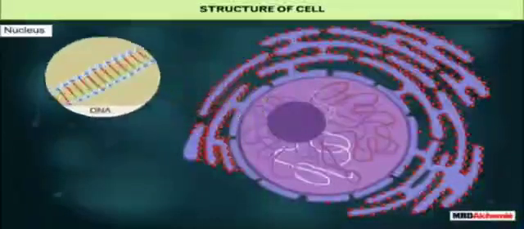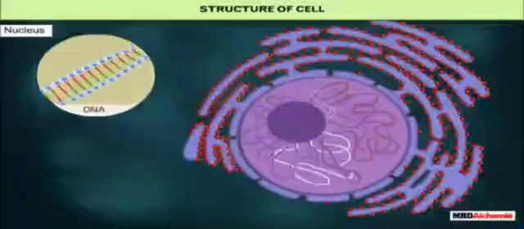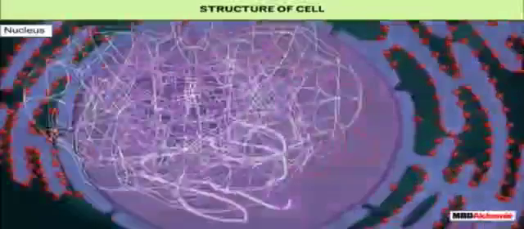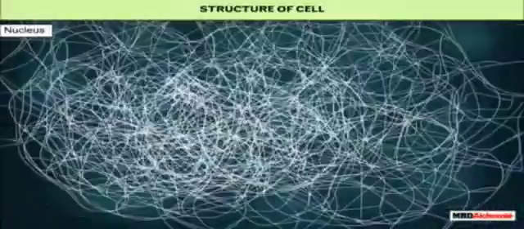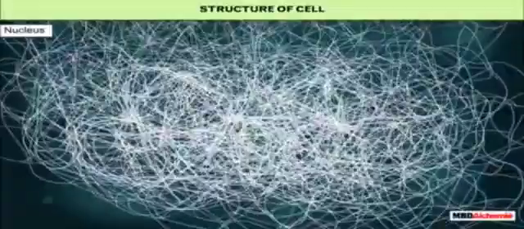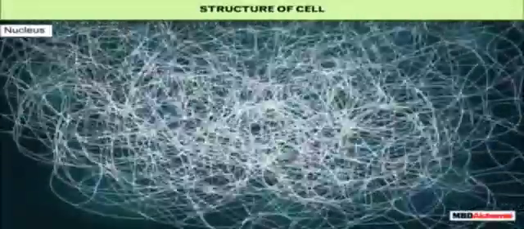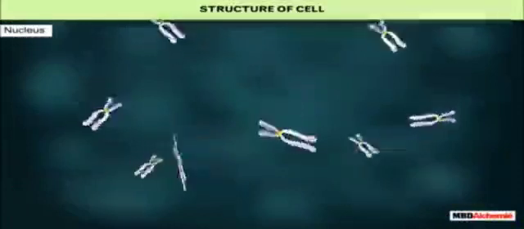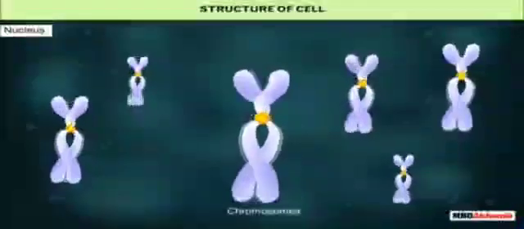The nucleus contains the genetic material of the cell, which is present in the form of DNA molecules. Functional segments of DNA are called genes. When the cell is not dividing, the DNA is present as part of chromatin material, which is visible as an entangled mass of thread-like structures. At the time of cell division, the chromatin material gets organized into rod-shaped structures called chromosomes.